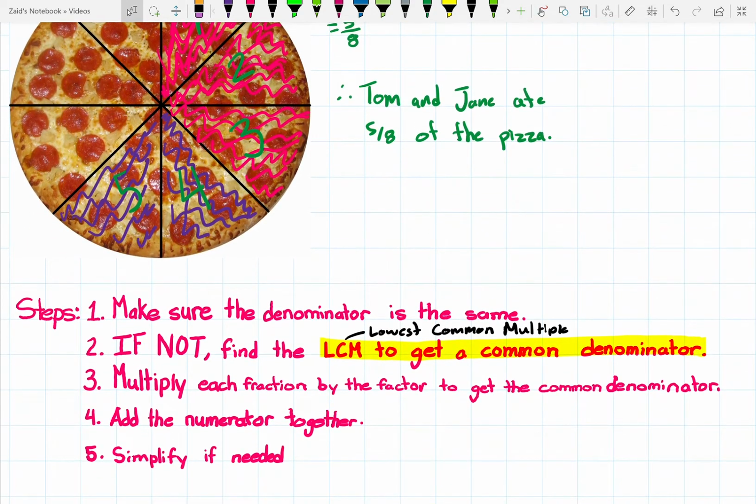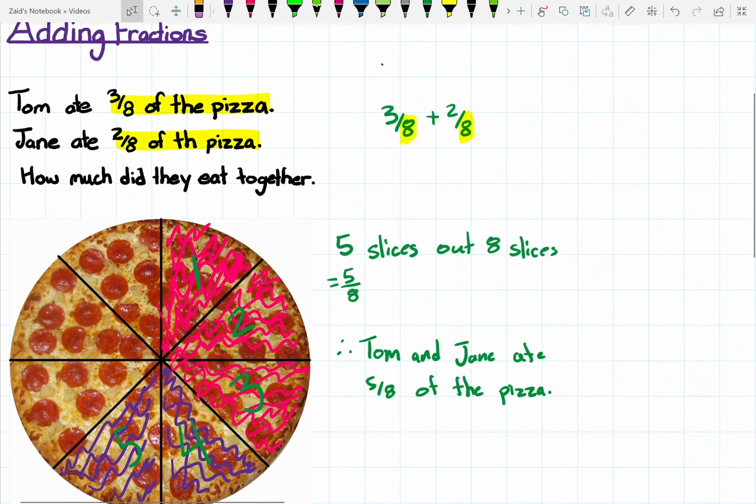And then it says to add the numerators together. So let's add the numerators together by doing 3 plus 2 over 8. And that would give us 5 over 8.